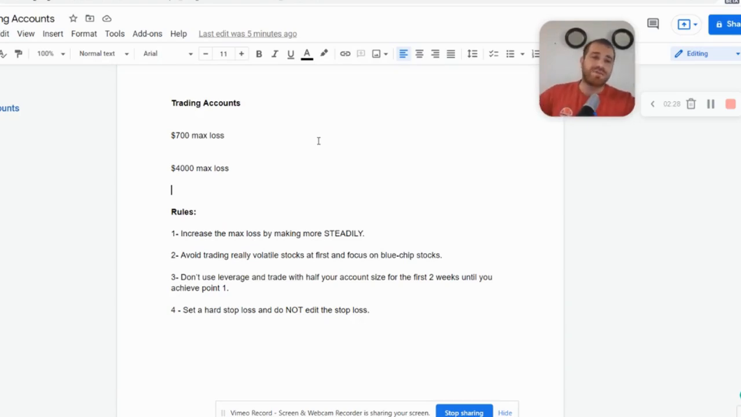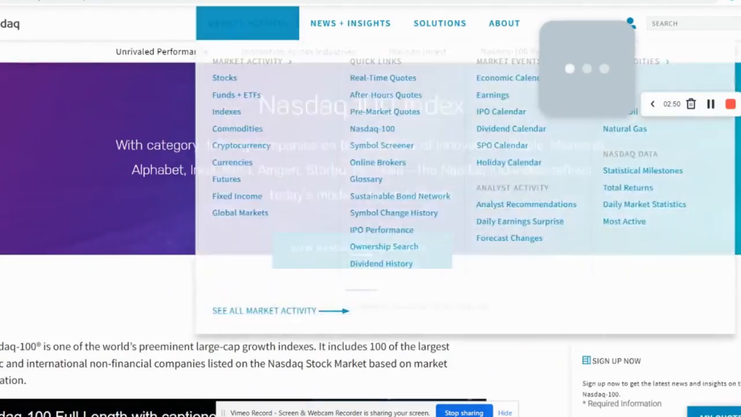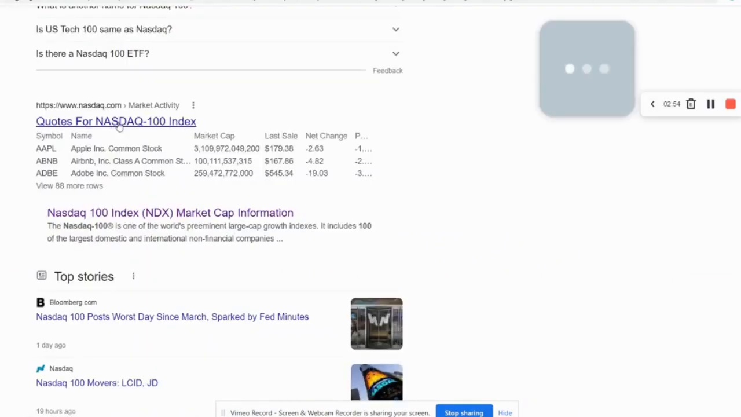Well, the first thing we have to do is understand the account itself. Avoid trading really volatile stocks at first and focus on blue chip stocks. Blue chip stocks are basically stocks that are well established. They always have demand, buying pressure, and usually blue chip stocks will be in the S&P 500 or the Nasdaq 100.